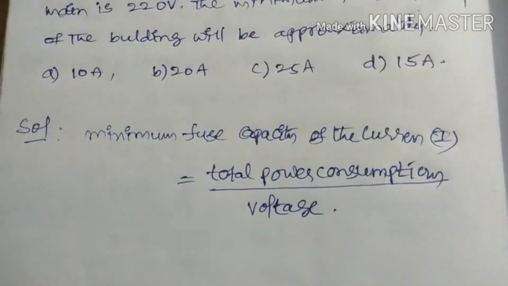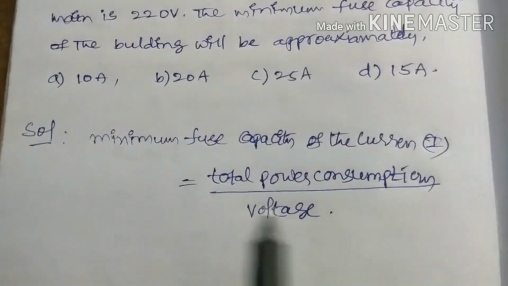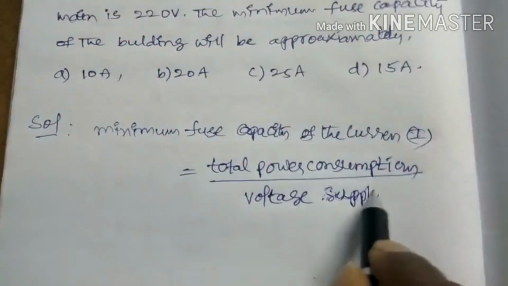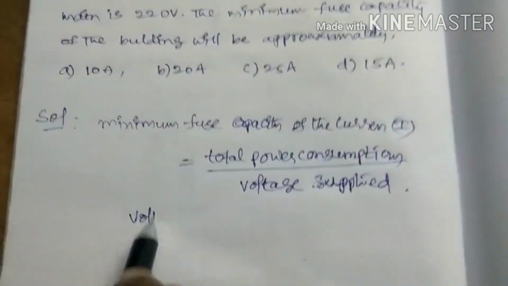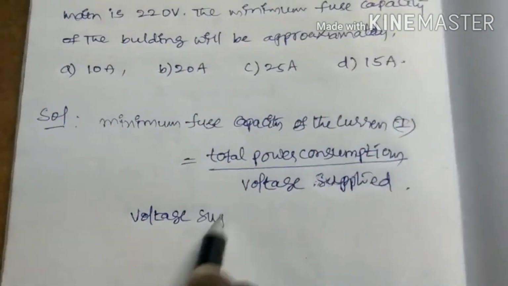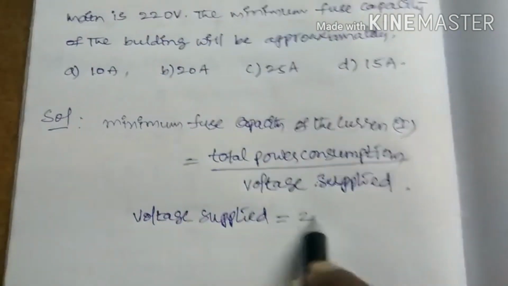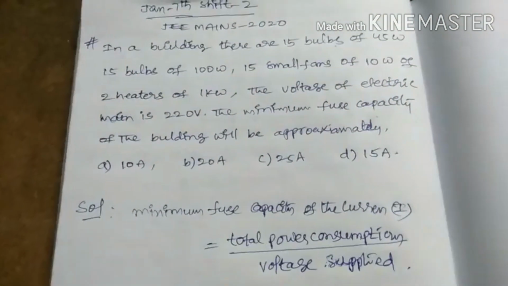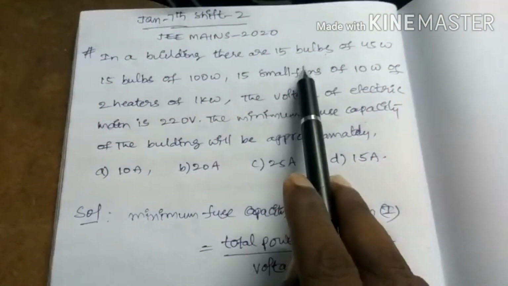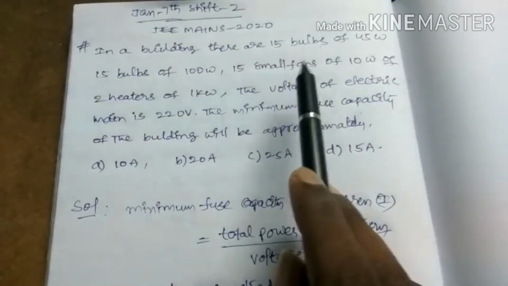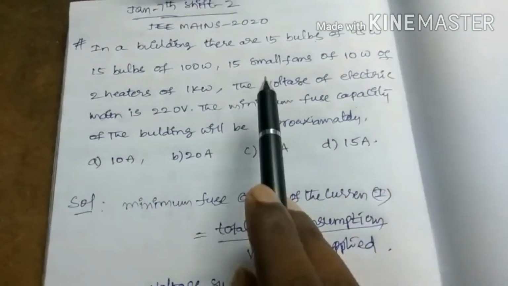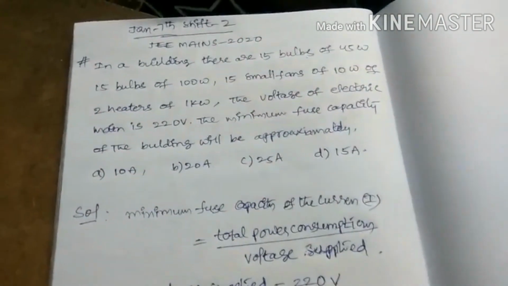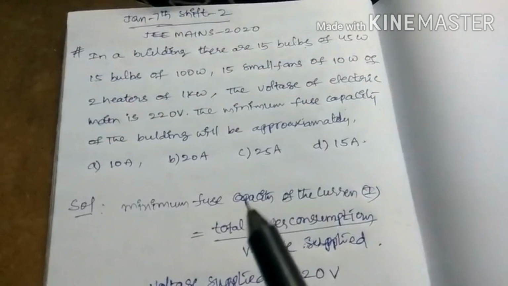Let's find the solution. The minimum fuse capacity, the current I, is equal to the total power consumption divided by the voltage supplied. The voltage supplied is 220 volts. So what is the total power consumption? It is found from the number of appliances and their wattage. There are 15 bulbs of different wattages, 15 small fans of 10 watts and 2 heaters of 1 kilowatt. So the total power consumption is the sum of the wattage of all the appliances.